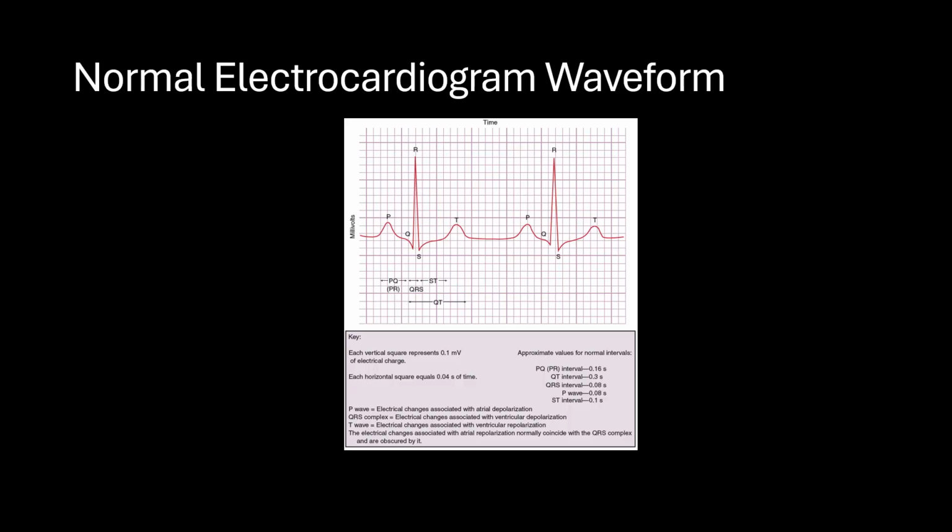And this diagram shows your normal ECG waveforms, showing our P wave, our QRS, and our T.